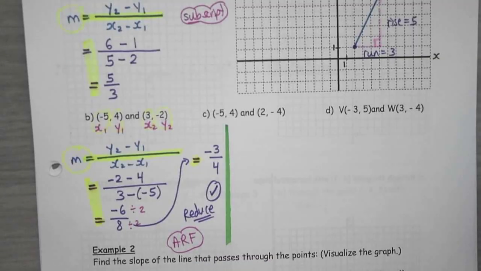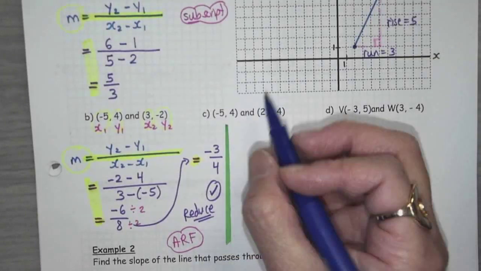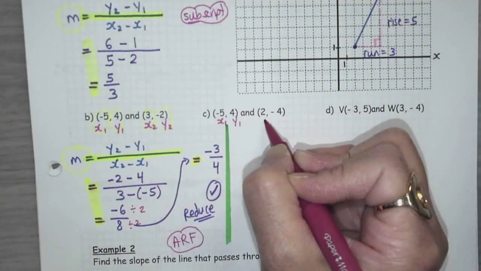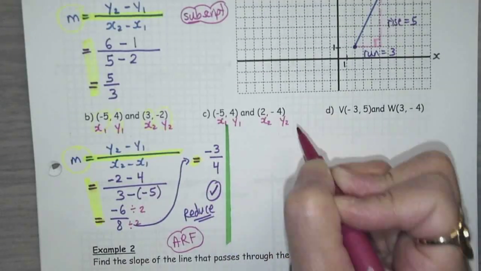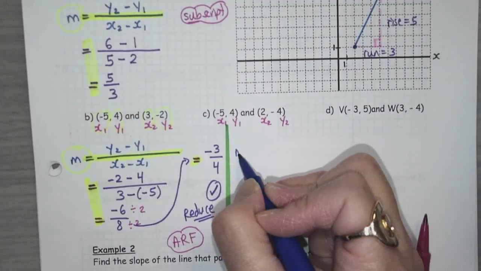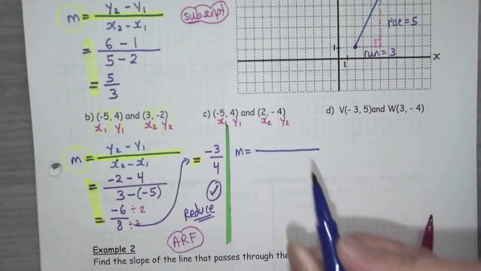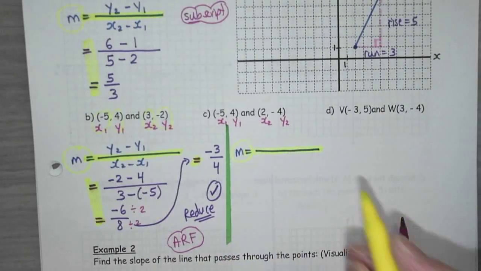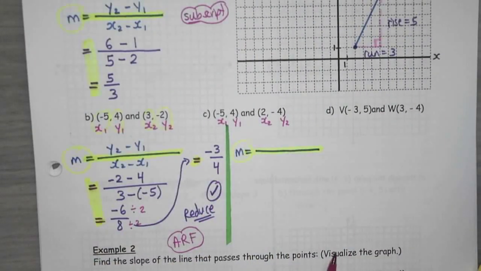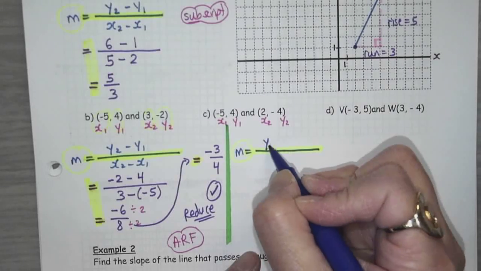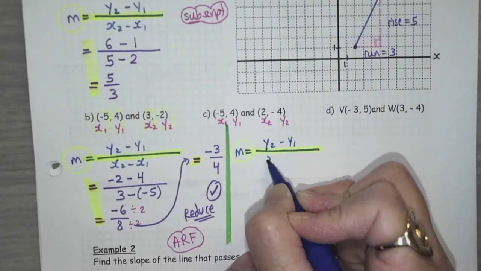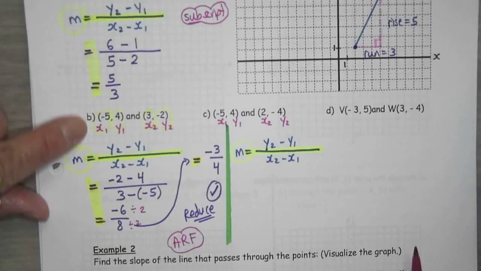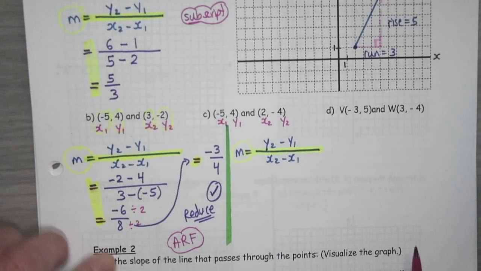Let's try that again. I'll label the points first. So this will be x1, y1, x2, y2. M equals, line up your equal sign there. So again, I want the M equals, and then I want this, and I want equals all the way down. So this will be y2 minus y1 over x2 minus x1. So pause and make sure you have the equals all the way down if you're doing this with me.